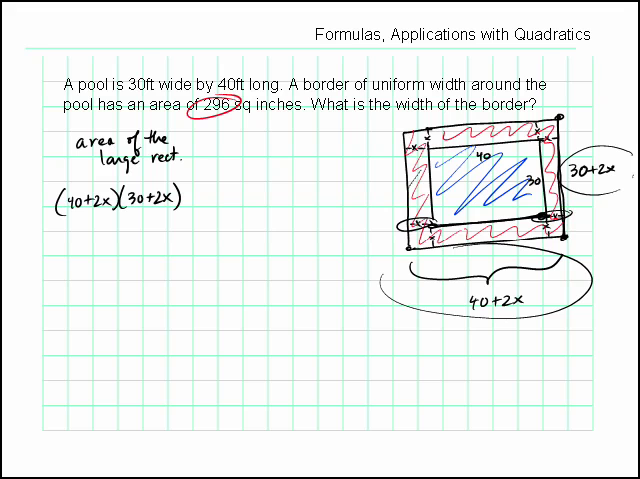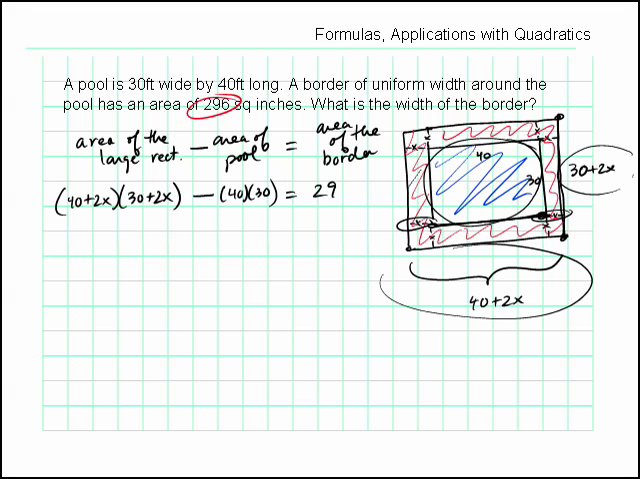The area of the pool in here is 40 times 30. Now, if I take the area of the entire rectangle and I subtract the area of the pool, I am left with the area of the border. I'm subtracting out the area of the pool to get the area of the border. And the area of the border is supposed to be 296. Okay, and so that gives me an equation that I can solve for x.